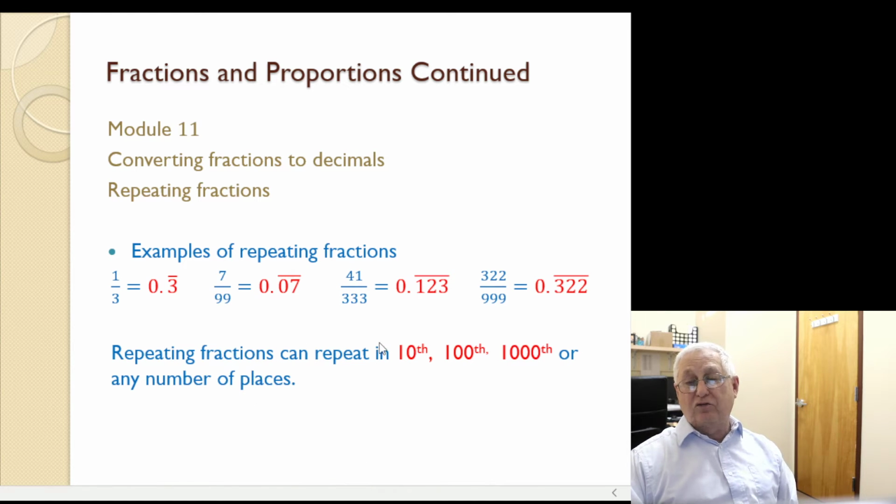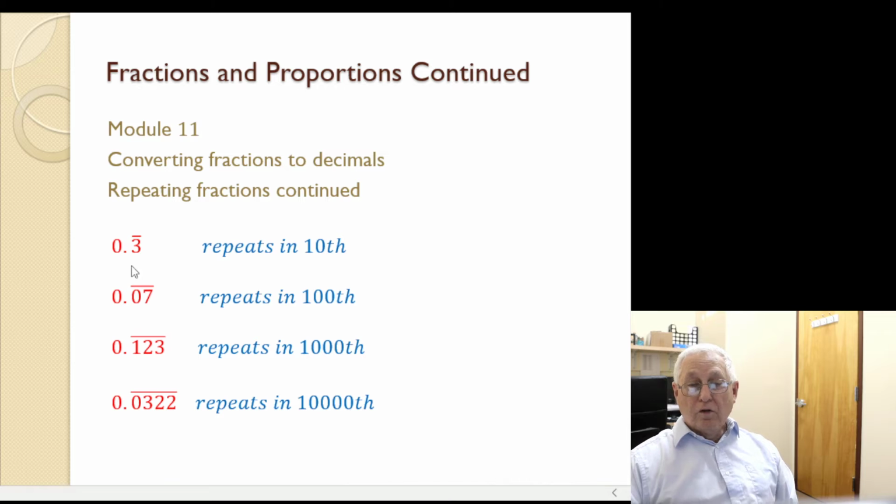Repeating fractions can repeat in tenths, hundreds, thousands, or any number of places. For example, point bar 3 repeats in tenths. Point bar 07 repeats in hundreds. And then point bar 123 repeats in thousands. And then finally ten thousandths, on the bar 0.0322.